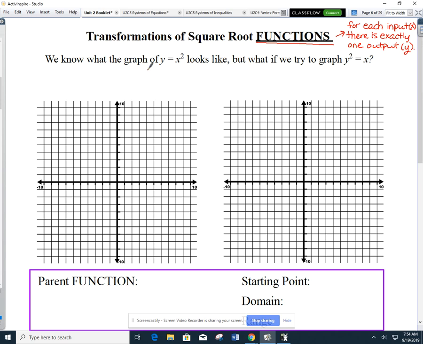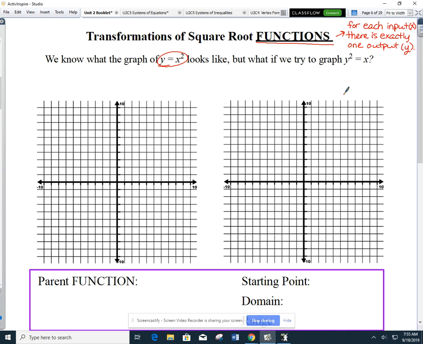Well, we know what the graph of y equals x squared looks like. That is the parent quadratic function, so it's a parabola. But what if we try to graph y squared equals x? I'm not sure if you remember that you already have graphed this. This is actually the inverse. If you notice, the letters x and y are just switched.